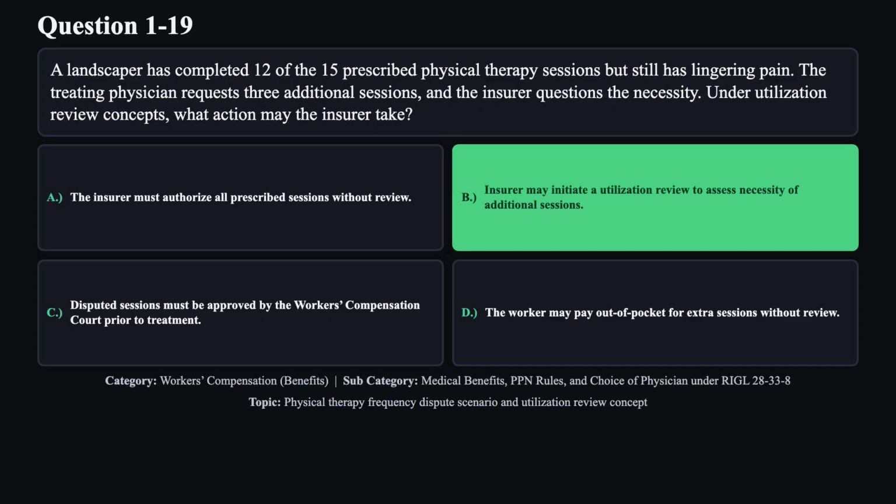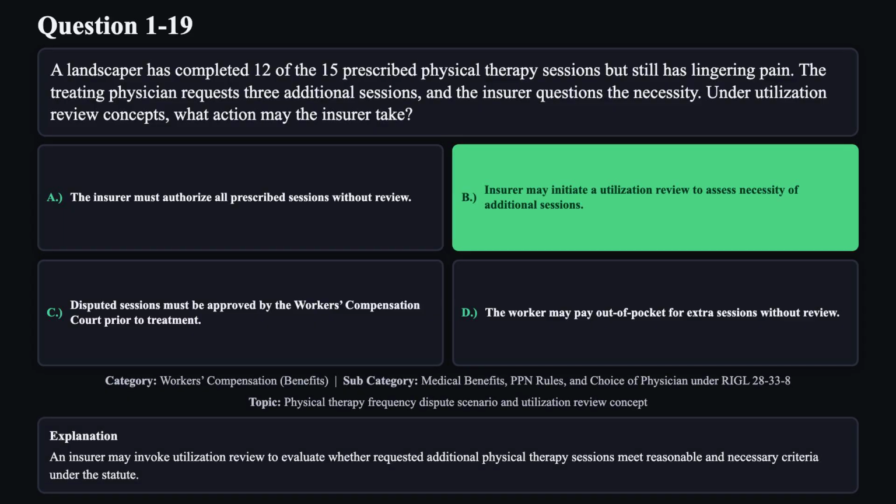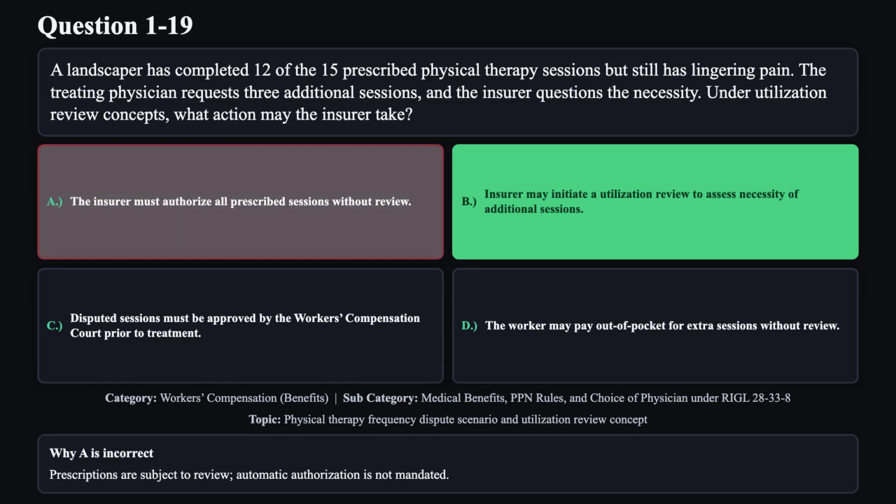The correct answer is B. An insurer may invoke utilization review to evaluate whether requested additional physical therapy sessions meet reasonable and necessary criteria under the statute. Reason A is not correct. Prescriptions are subject to review. Automatic authorization is not mandated.